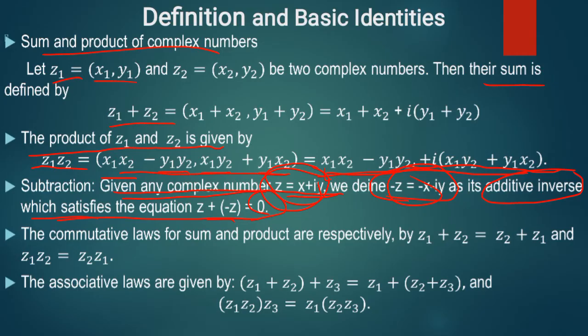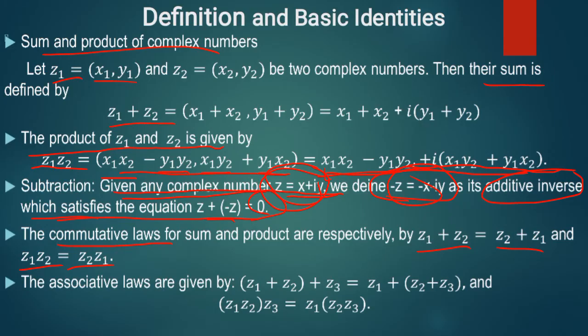Now, complex numbers also satisfy the commutative law. What do we mean? Saying that if you add z1 plus z2, it's the same as taking z2 plus z1. In fact, for multiplication, you can also do the same. You can do z1 times z2 and z2 times z1 to give you the same value. So they satisfy the commutative law.